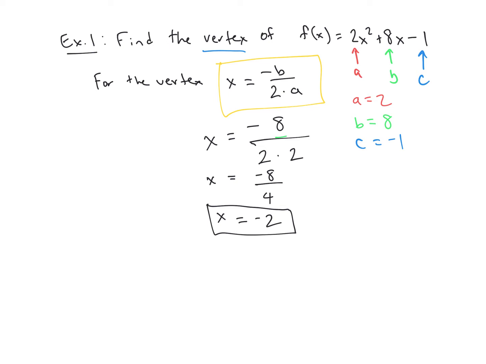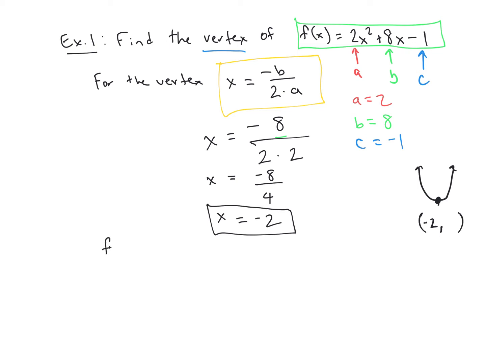So again, I'm trying to find the coordinates of the vertex, right? That point down here. In terms of the coordinates of that point, I know the x-coordinate is going to be negative 2. And then I need to know what the y-coordinate would be. The way I'm going to find the y-coordinate is I'm going to take down my original equation. Where can I find my original equation? It's up here, right? f of x equals 2x squared plus 8x minus 1.